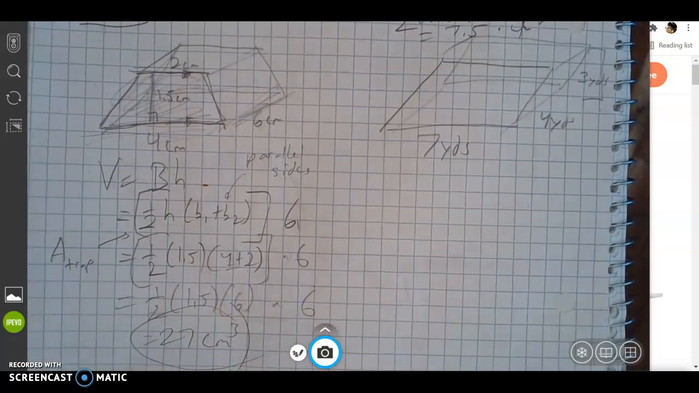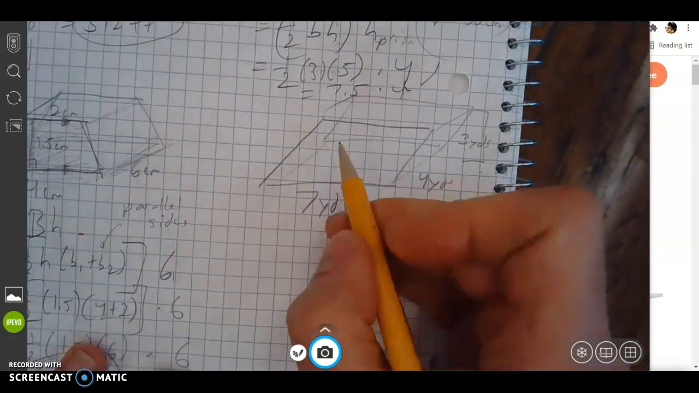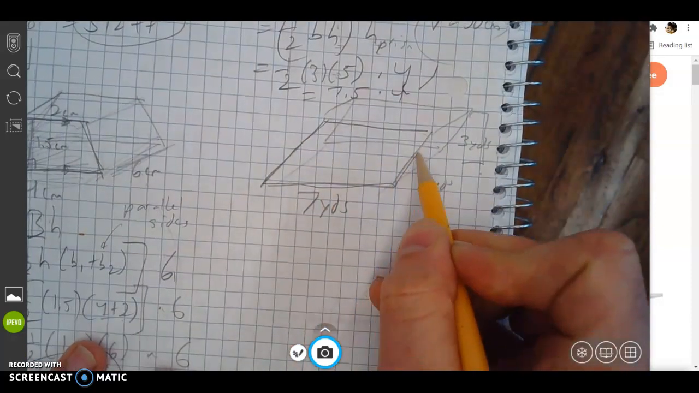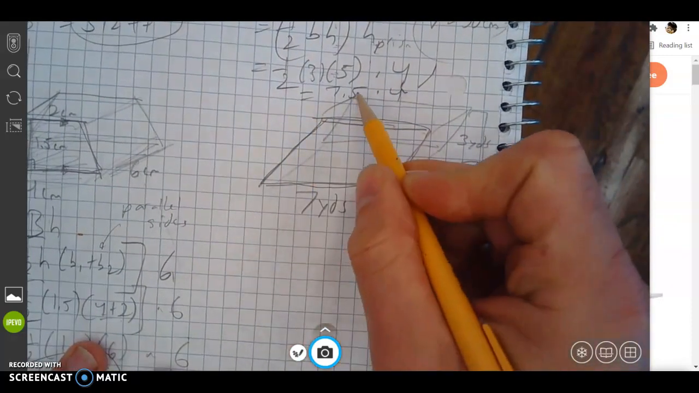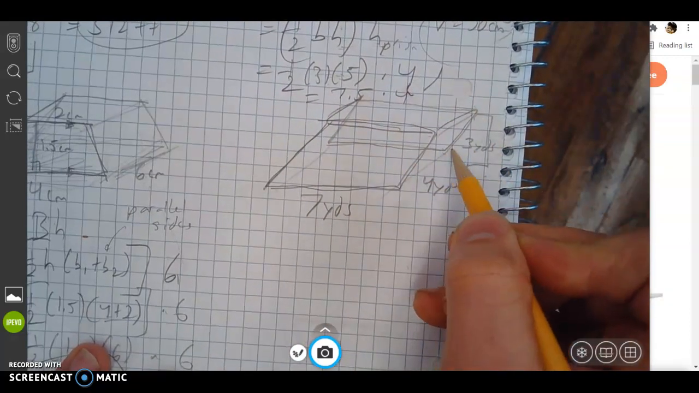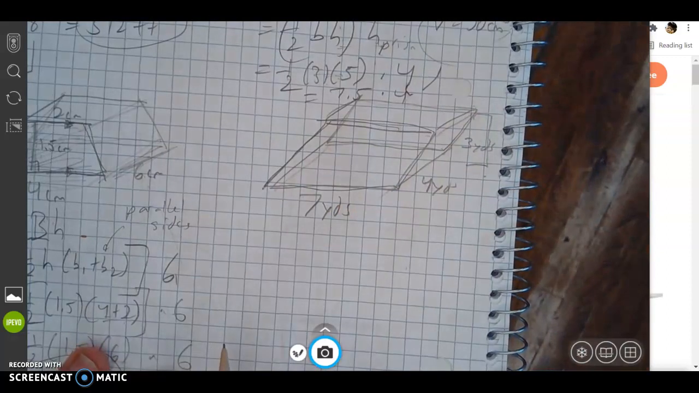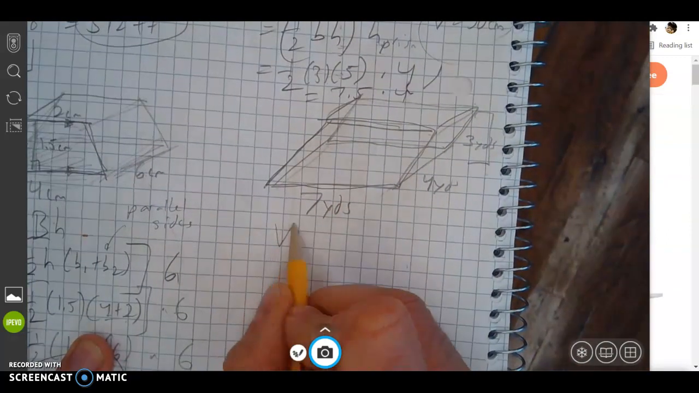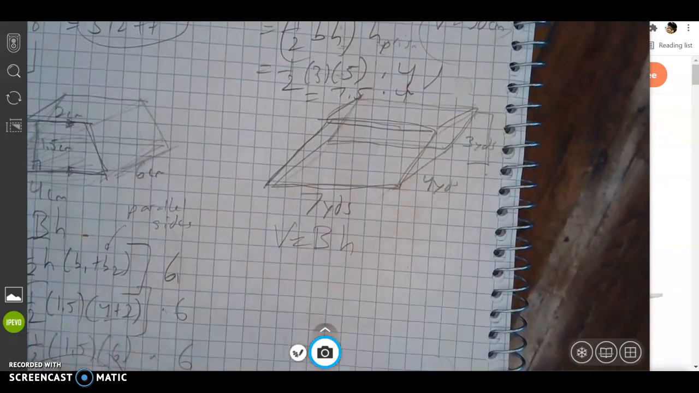Cool, there you go. All right, now let's try this one. This is a parallelogram. That's not a rectangle. So draw another parallelogram like this. Connect the corners. Okay. So volume equals area of the base times the height, like that.